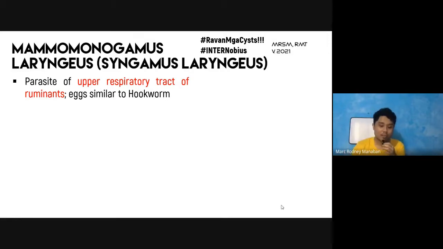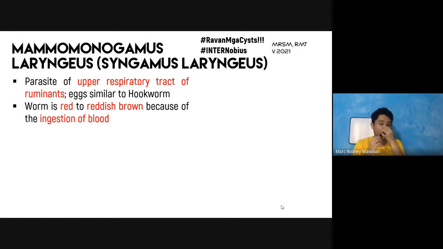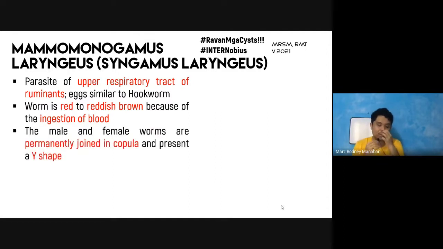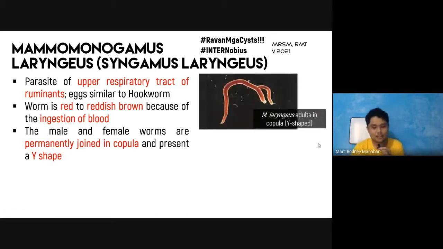Alright. Now, eggs are similar to hookworm. The adult worm is red or reddish-brown because it ingests blood. And the male and female worms are usually permanently joined in copula, forming a Y shape. This is an example. The smaller one is the male, and the bigger one is the female. Common among nematodes, the female is larger than the male.